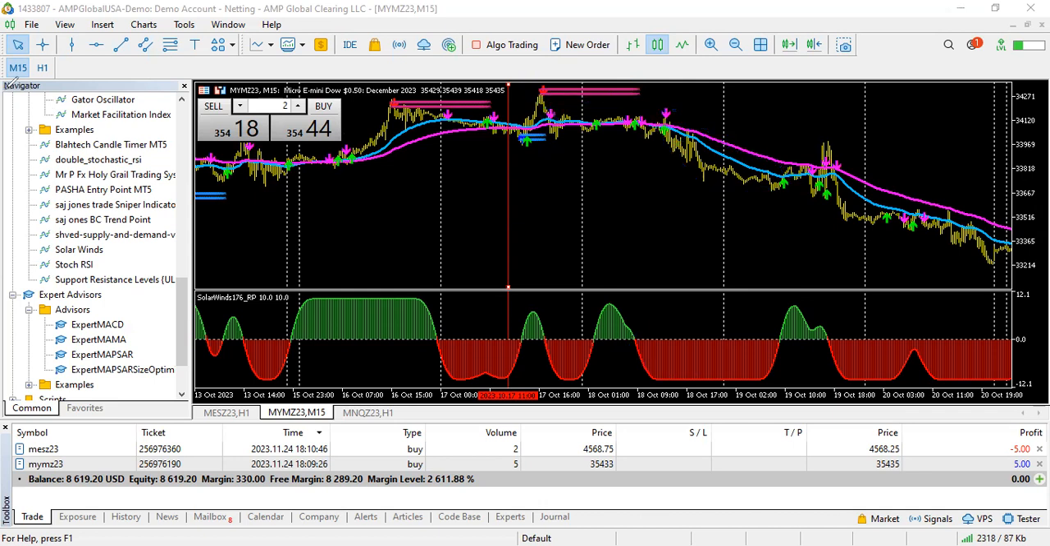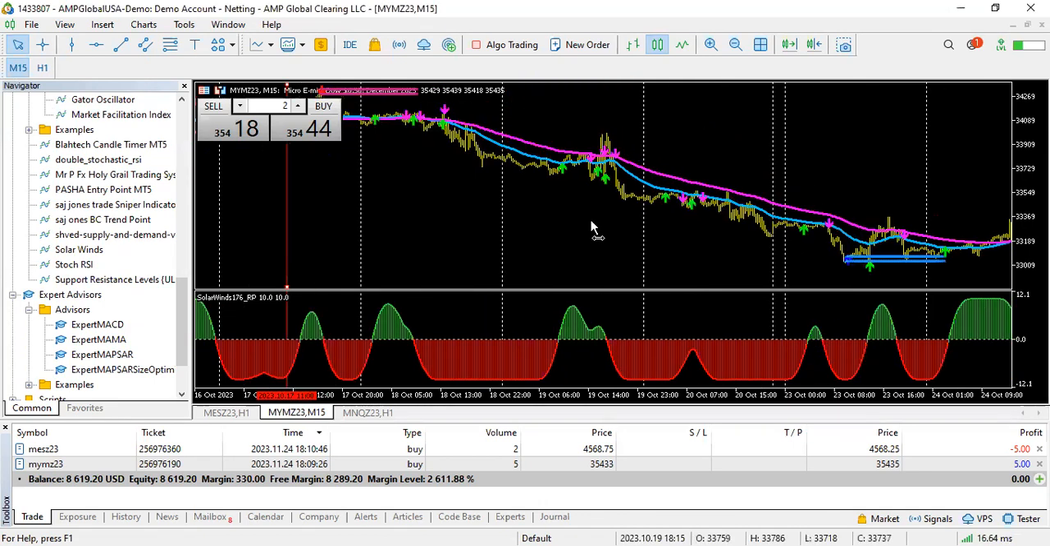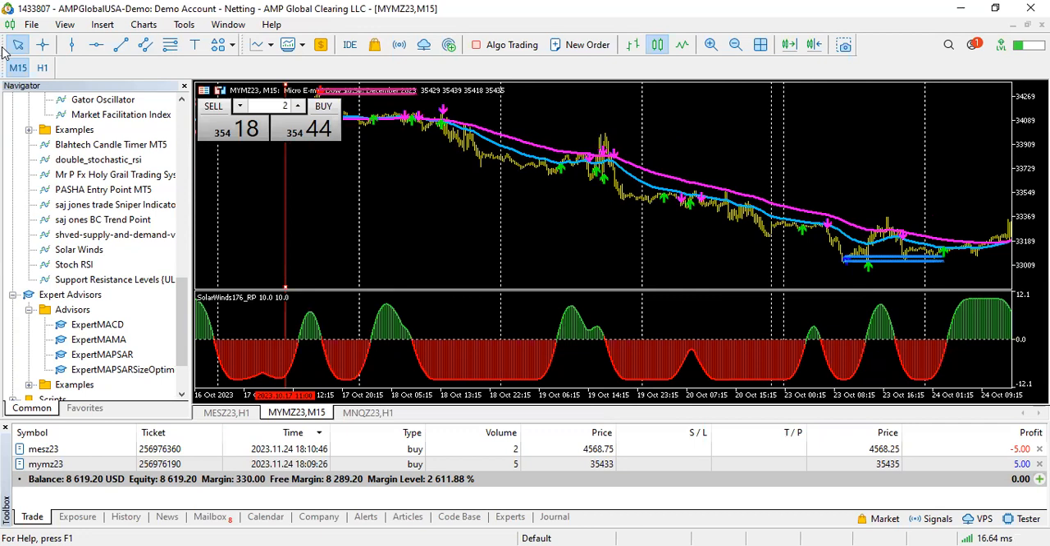Then the next day, you look up, boom. You wait until you get your, now the BC trend point, I'm sorry, the solar wind. The solar wind has broken back above, did a pullback, and then you got a new entry on the BC trend point right here. You ride the market down. You could collect all these ticks.